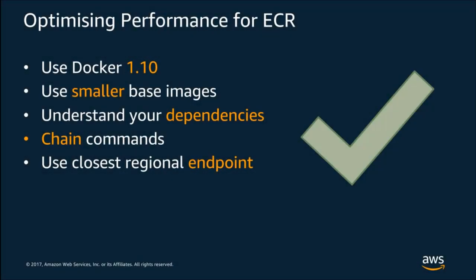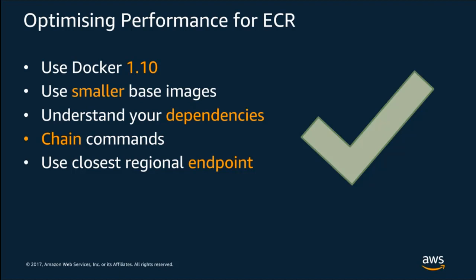So let's talk about optimizing performance for ECR. As we've talked about before, Docker images are composed of layers. Each line in the Dockerfile represents a creation of a new layer. As of Docker version 1.10, Docker pushes as many layers as possible as simultaneous uploads to ECR. So this leads to faster upload times. Many default images contain dependencies that your application doesn't need. So consider using smaller images, things like Scratch or Alpine Linux. You want to start with as small a base as you can.